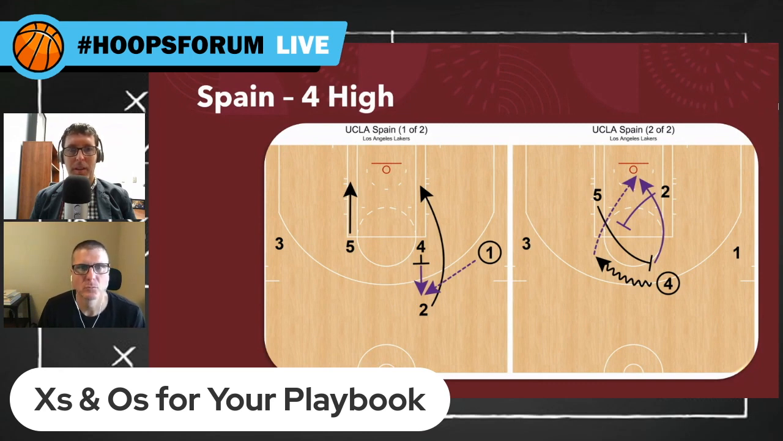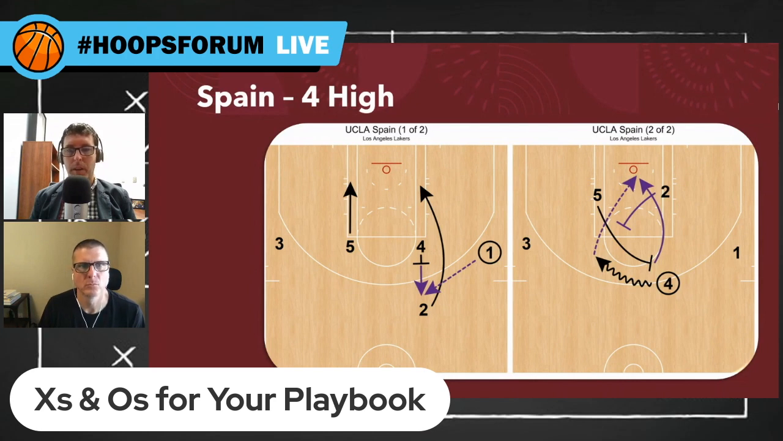So the old UCLA cut there immediately gets into the opportunity for you to get a back screen with the two that just passed the ball off. You could use this with your one as well. Just come down the floor, set up in your four high, pass off to the wing there. And then you get the UCLA cut that immediately goes to a ball screen, to a back screen.